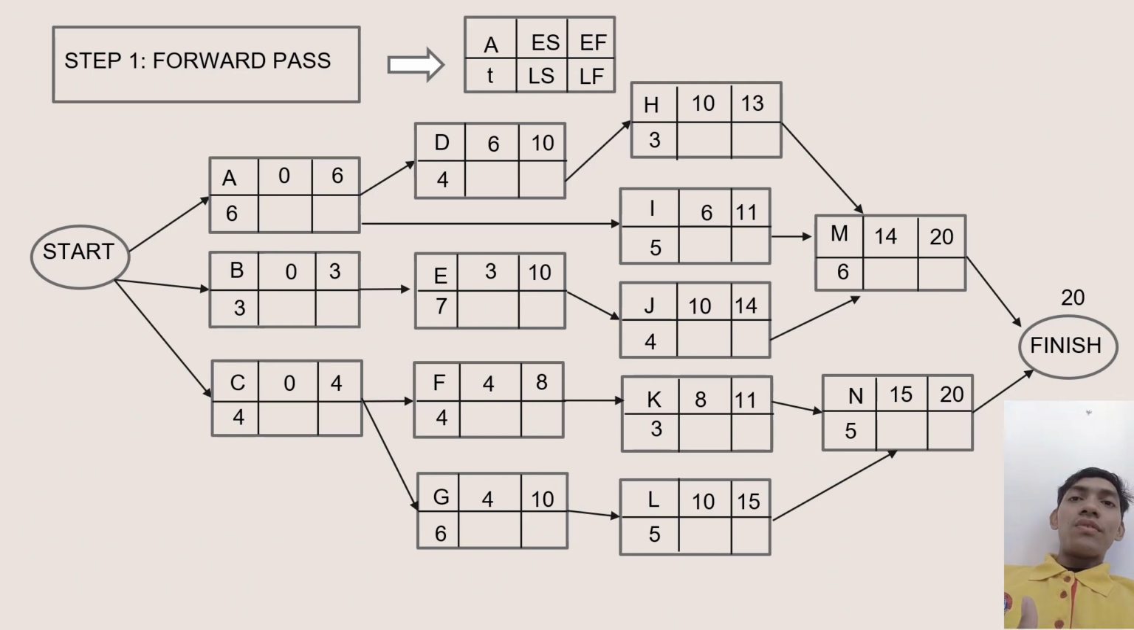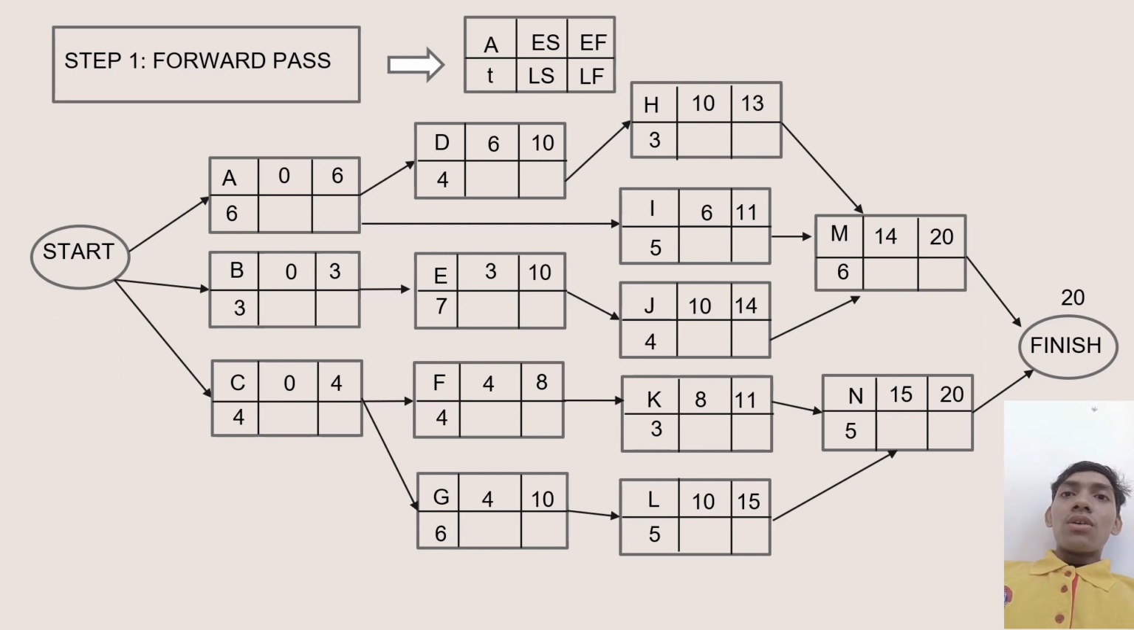And move to the B, 3 plus 0 is 3, 3 plus 7 is 10, 10 plus 4 is 14. So let's move to the M. For M, we need to choose the highest number, which is 14 from J. So 14 plus 6 is 20. So the finish is 20.